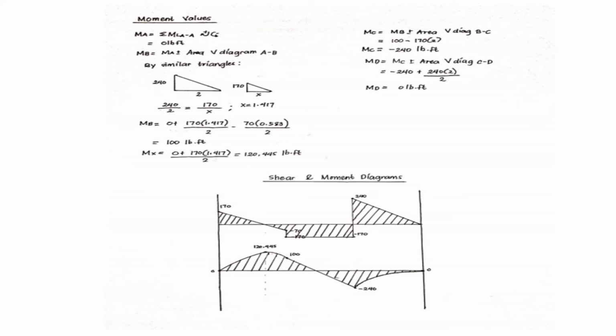120.445 lb-ft. Then for moment C, the value of MB minus the area of the V diagram BC, which is equal to negative 240 lb-ft. And lastly, for moment D, which is the value of MC plus the area of the V diagram CD, we get the answer of 0 lb-ft. Since the values are now complete, we then plot it in the diagram. So as shown here, at the upper part are the shear values, and the lower part are the moment values.